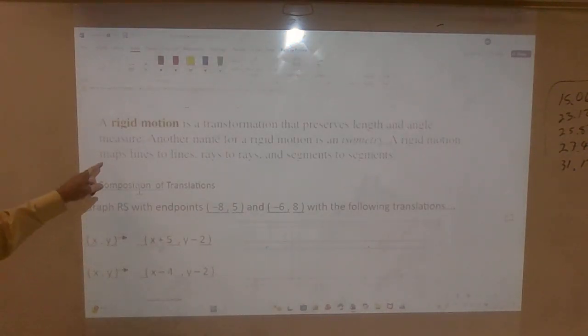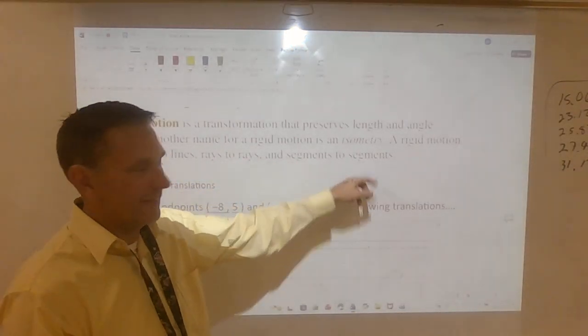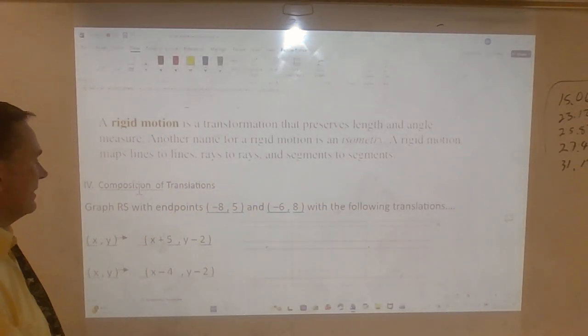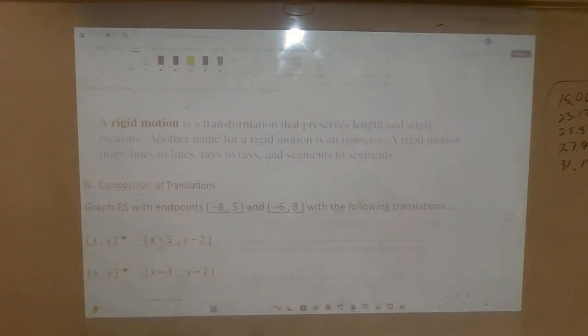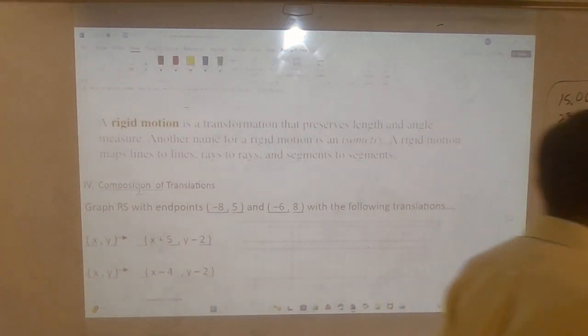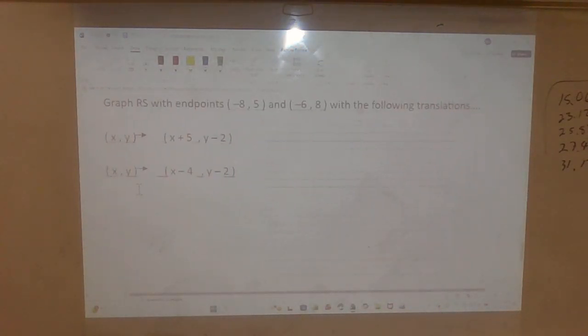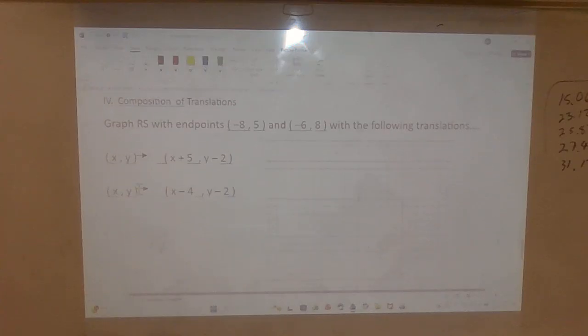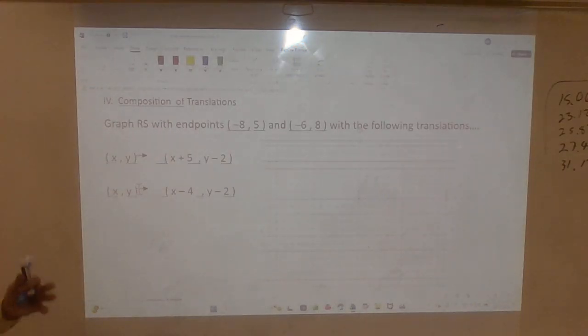A rigid motion maps lines to lines, rays to rays, and segments to segments. So again, everything stays the same. And that's exactly what we just did. Now the last thing here, we can complete what we call a composition of translations. A composition is just a series or a group of translations, multiple rather than just one.